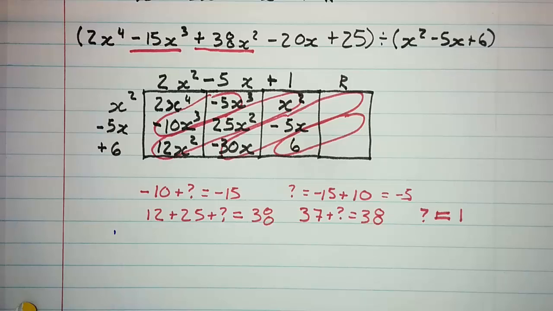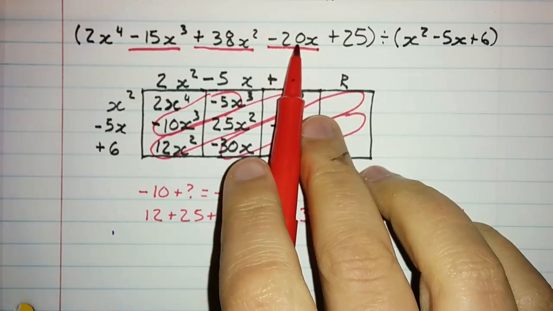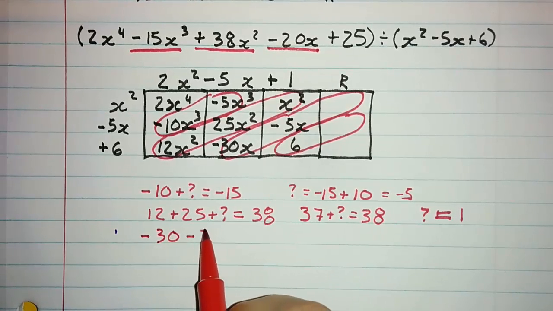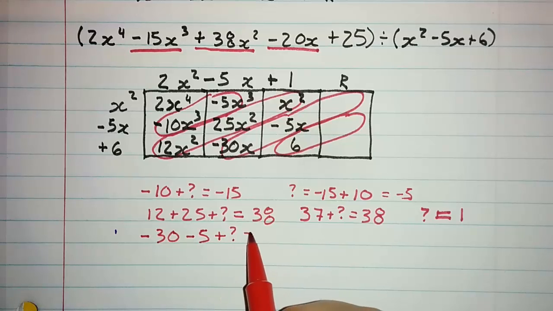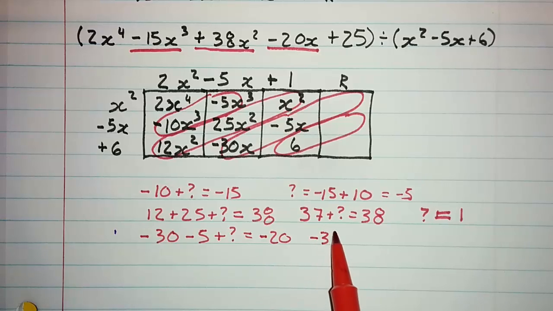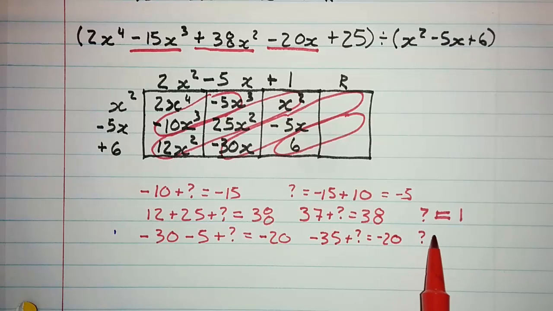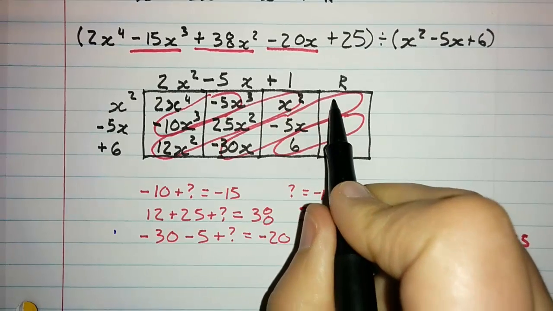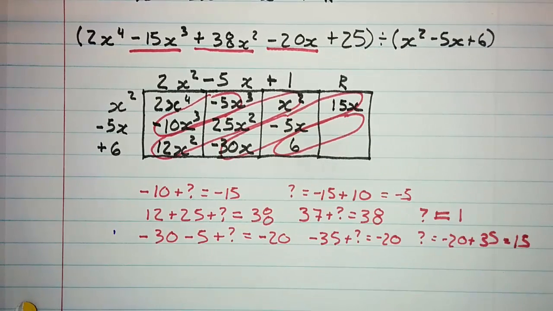Now I need to figure out what goes here. My total coefficient is going to be negative 20. Negative 30 minus 5 plus what will give me negative 20? Negative 35 plus what is negative 20? Well, that must be negative 20 plus 35, which will be 15. I must have a positive 15x here in my remainder.